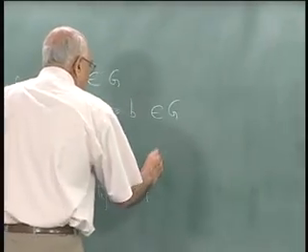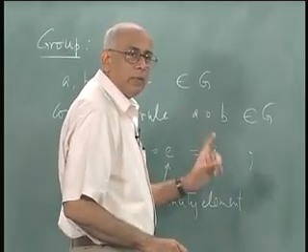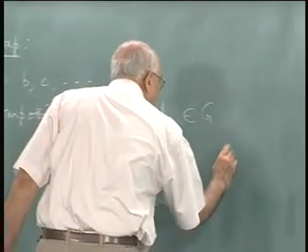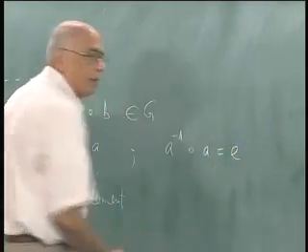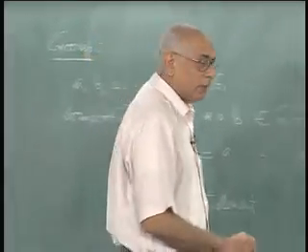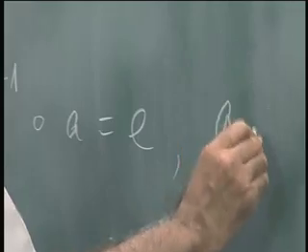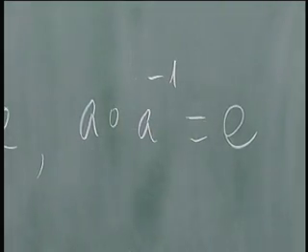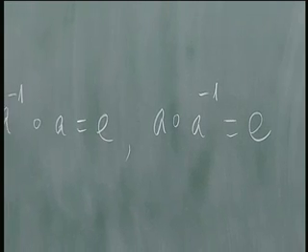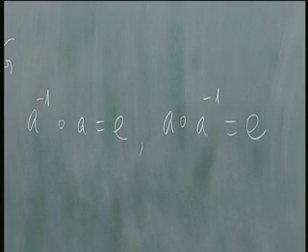And an inverse is defined. For every element there is an inverse which I will denote by A inverse, such that A inverse composed with A is the identity element. So the left inverse and the right inverse are the same, and each of them yields the identity. So this suffices to define a group, an abstract group, and we will look at examples of groups.